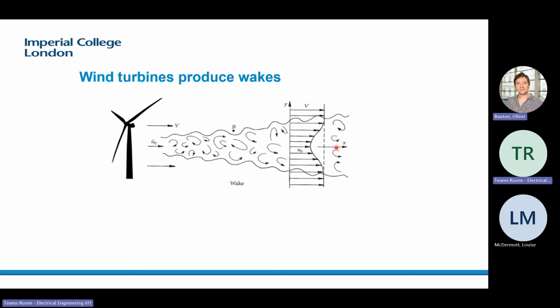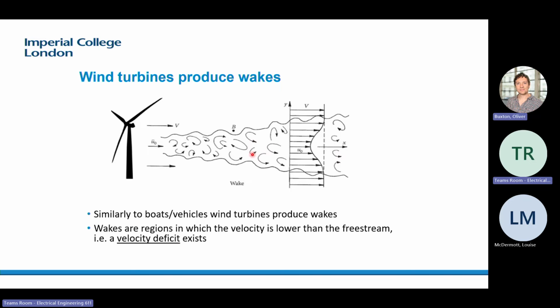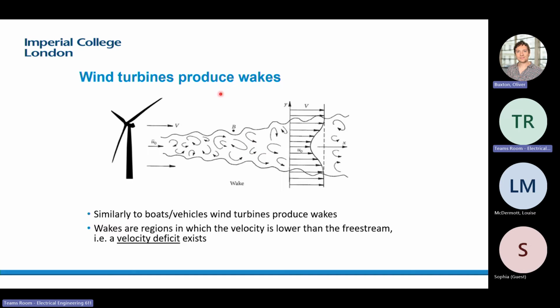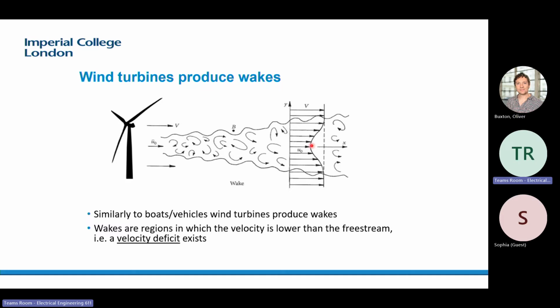However, they also produce a wake. Now a wake in this sense is similar to something you might see behind a boat or a bus. Essentially, it's a region of reduced velocity with respect to the flow going past the wind turbine. This is because a wind turbine is harnessing energy, and therefore there is going to be an energy and a momentum deficit downstream of the wake. I should refer to this as a velocity deficit. That's the difference between, let's say, the free stream velocity and the velocity within the wake itself.